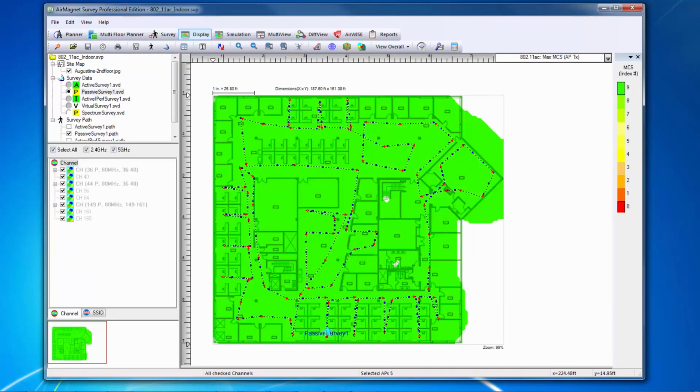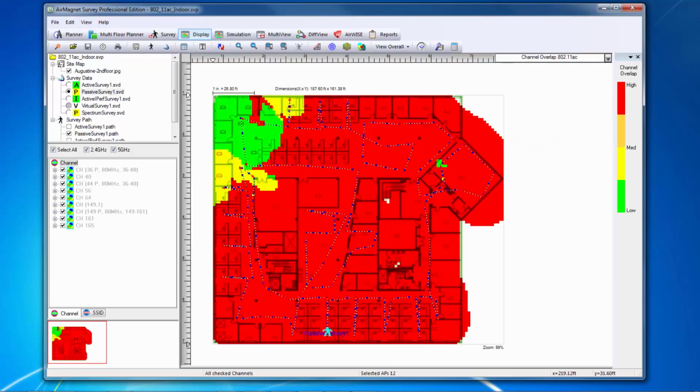The 802.11n and 802.11ac heat maps show max MCS data rates from the AP for transmit as well as receive. Each of these heat maps shows a color-coded map with the various MCS rates being the colors for the heat map. This allows me to visualize where particular MCS rates are available throughout my site.